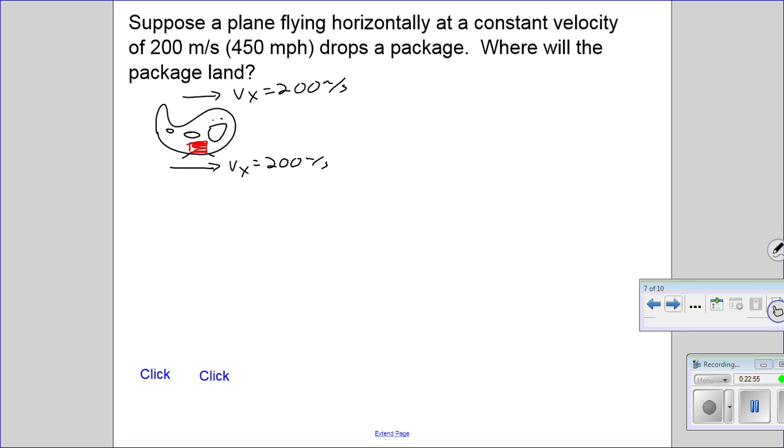So when the airplane opens up the doors, the package is going to fall, right? Okay? So here's the ground. In the time it takes for the package to fall, the airplane is going to move forward, right?